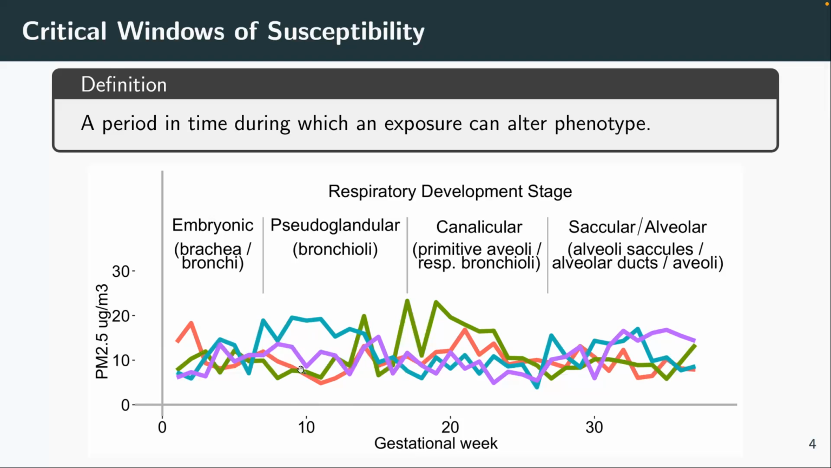The reason that we do this is that if we can identify when something's happening, we might be able to get at the mechanism by which it's affecting an outcome. So if we know that exposure during week 10 gestation affects risk of asthma, well, then we can look at what developmental phases are going on at week 10 gestation and try to get at the mechanism by which exposure affects the outcome.